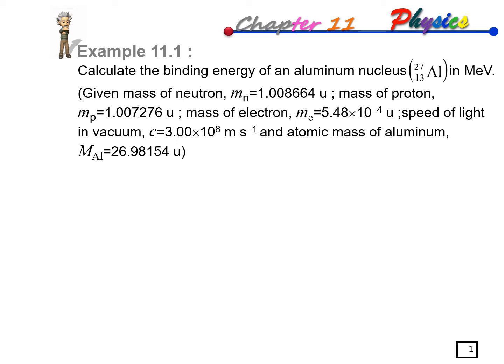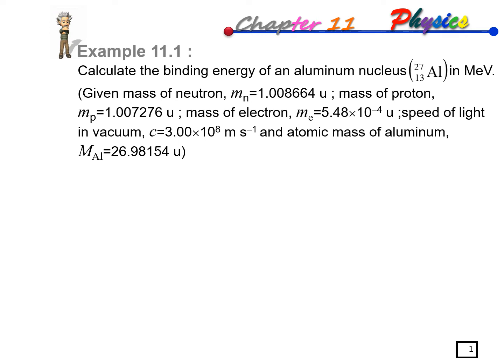Hello there. So today we will look into chapter 11 on nuclear and particle physics. First, let us go through example 11.1. In this one, they want us to calculate the binding energy of an aluminium nucleus.